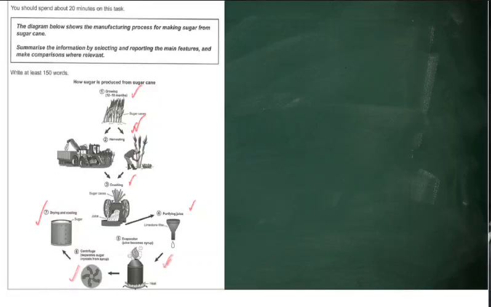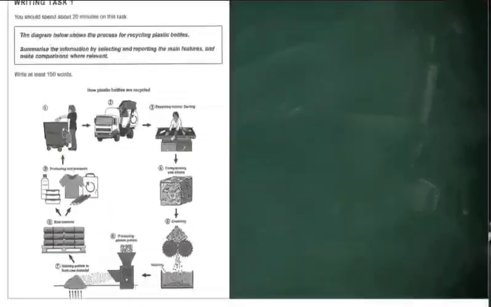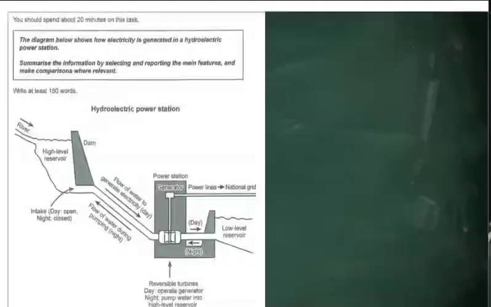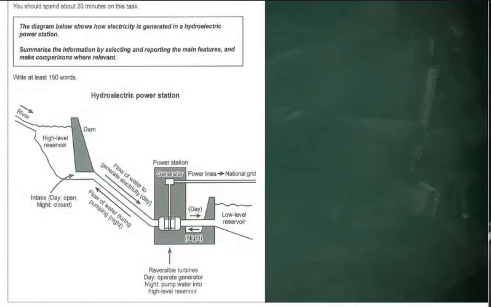There's nothing much to it. There's no main feature per se apart from the steps. Maybe some inferences can be drawn, but hardly any. So diagrams are usually the easiest sort that you come across when you do writing task 1. We will talk about diagrams again, but mostly they would be really easy for you to go through.